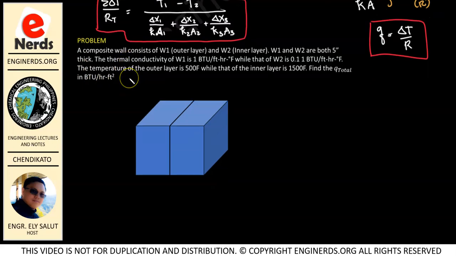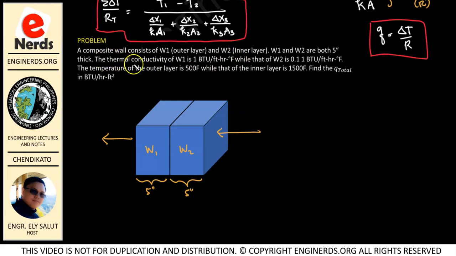Now, to apply this, let us try to answer this problem here. We have a composite wall consisting of W1, which means wall 1, which is the outer layer, and W2, which is the inner layer. W1 and W2 are both 5 inches thick. Okay, let us note that down so we do not forget. So our wall 1 and wall 2 are both 5 inches thick. Let us identify that this is wall 1 and this is wall 2, so we identify it properly now. We know that W1 is our outer layer and W2 is our inner layer. So therefore, our direction is like this, because W2 is our inner layer and W1 is our outer layer. So our heat is coming from inside to outside because the temperature of our inside is higher.